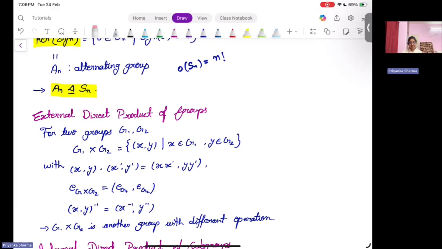Sn is a group of all permutations, and every symmetric group has an equal number of even permutations and odd permutations. And we have that the order of An is factorial n by 2.